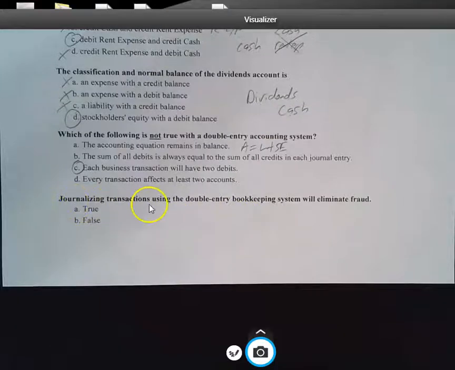Last question, journalizing transactions using the double entry bookkeeping system will eliminate fraud. Well, have you ever heard me say that it would? If you've read your textbook, I have no idea if your chapter 2 mentions this or not. It probably doesn't, but this is absolutely a false statement.